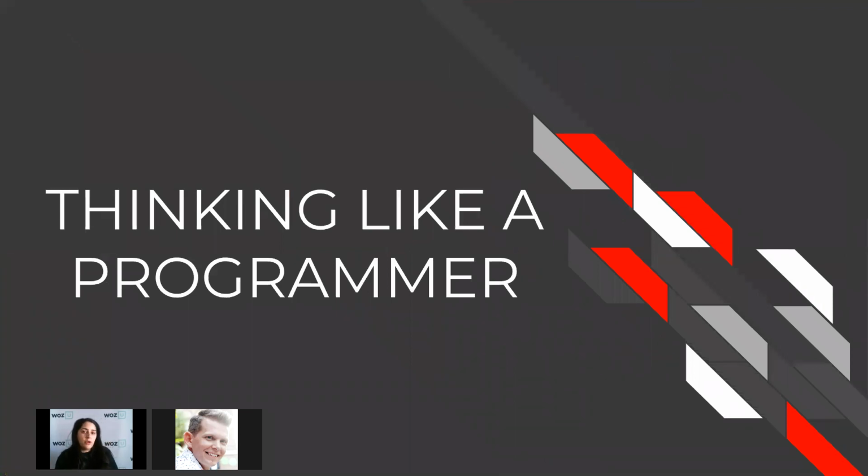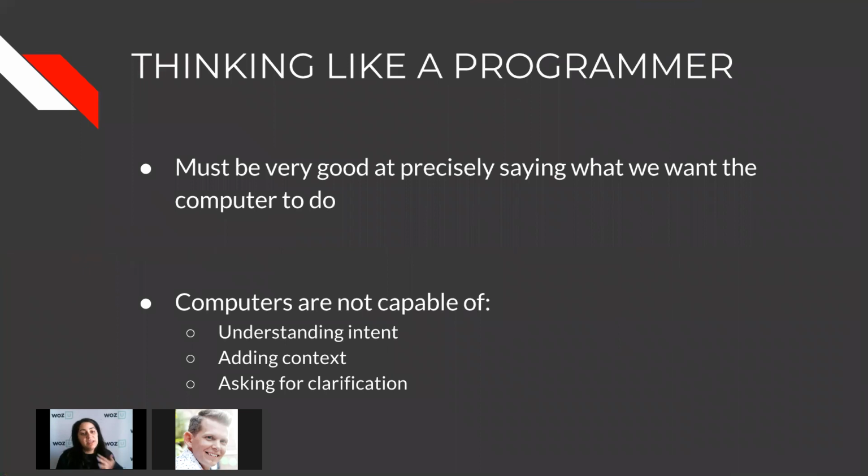Before you begin programming, what you need to program first is your mind and how you think, and you want to start thinking like a programmer. What that means is being very good at precisely saying what we want the computer to do. Since we're talking to computers and not human beings, there are things that computers aren't capable of. They can't understand intent, they can't add context, and they can't ask for clarification.